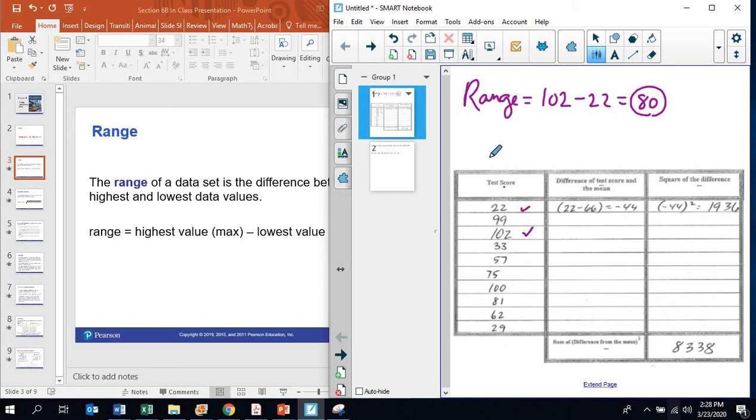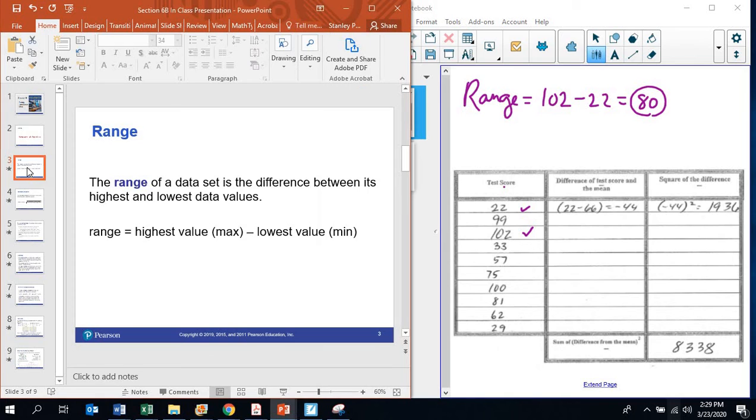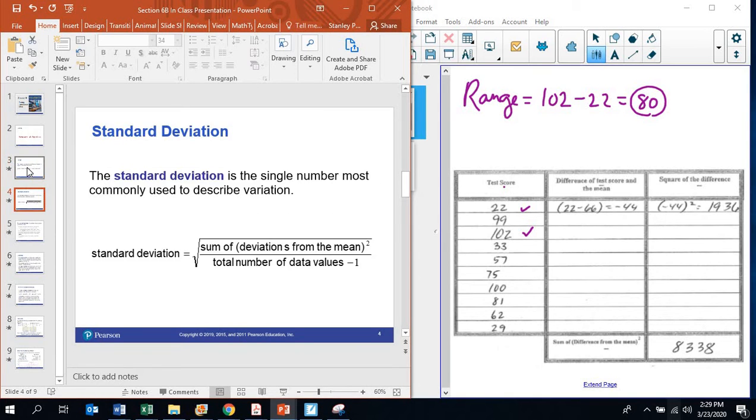Okay, and so that's a pretty simple way of looking at variation. Unfortunately, it doesn't really tell us a whole lot. That's one of the things that is tough about this: it's a really easy thing to calculate, but it doesn't tell us a whole lot. The standard deviation is a lot more complex, but it tells us a lot. And so that's where we're going to head next.